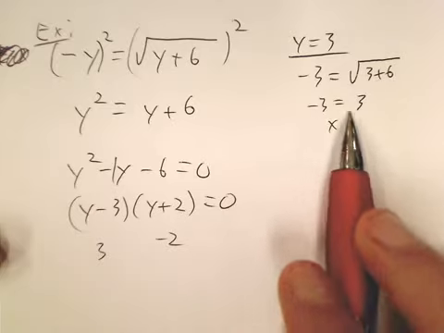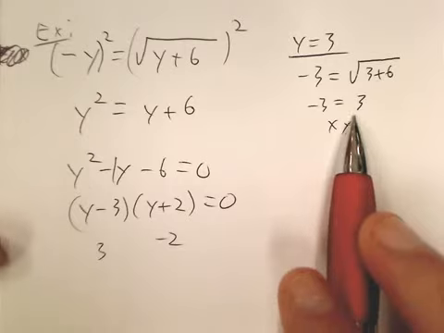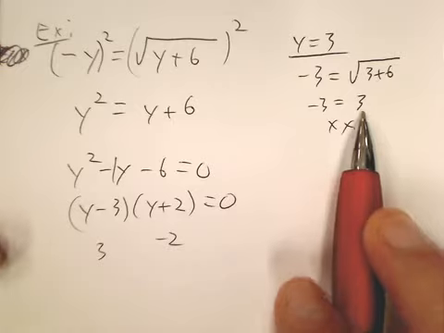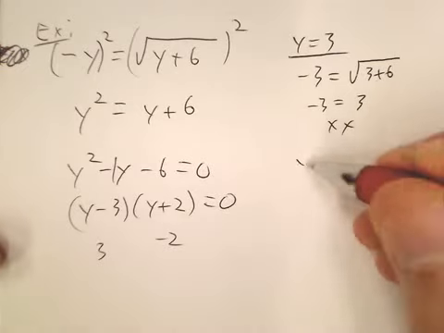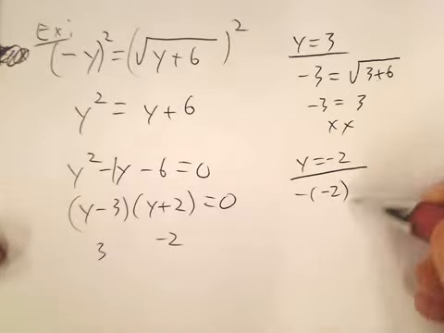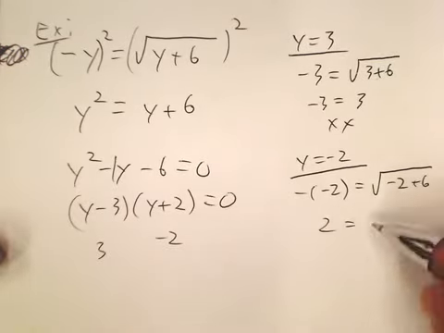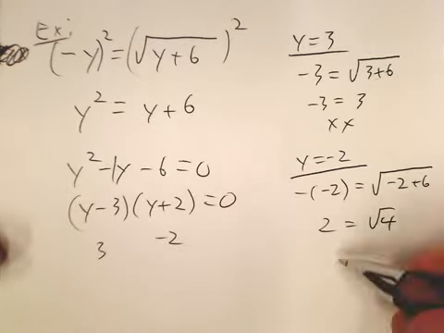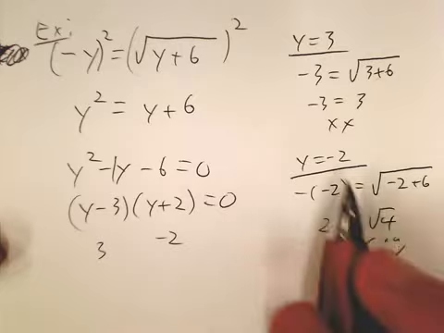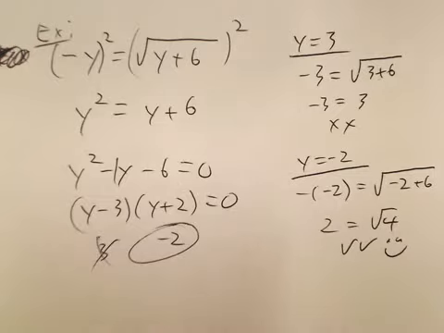And this is, if it doesn't work, this is how it should come out. If you get 5 equals negative 4, if the numbers are totally different, you probably did something wrong. But if it comes out to negative 3 equals 3, you did everything right. The solution just doesn't work. Let's try negative 2. Okay, so negative 2 is equal to square root of negative 2 plus 6. That's positive 2. That's 4. And that's true. So my solution here is just that y equals negative 2. The 3 is an extraneous solution.